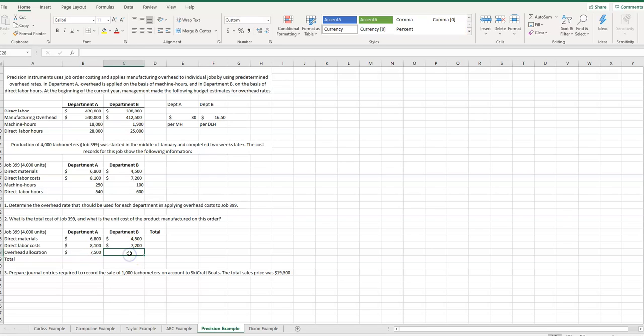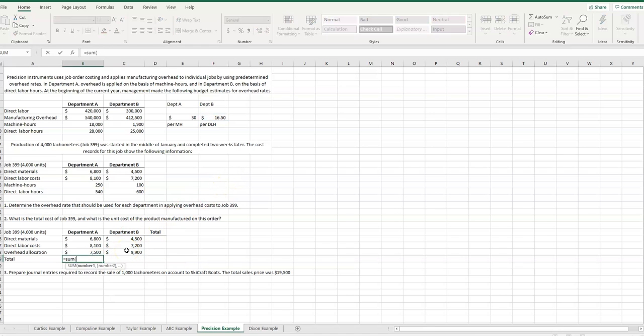And in Department B, we use the $16.50 per direct labor hour times the 600 direct labor hours in Department B. We add up the total cost for each department in this job in our direct materials, direct labor, and manufacturing overhead. And then we add up the totals from Department A and Department B to calculate what the total cost of job 399 is. Job 399's total cost was $44,000.